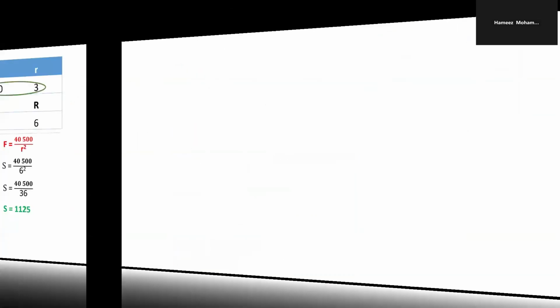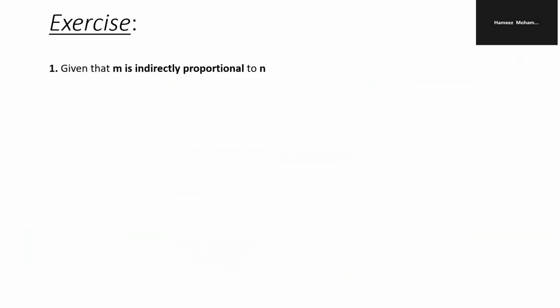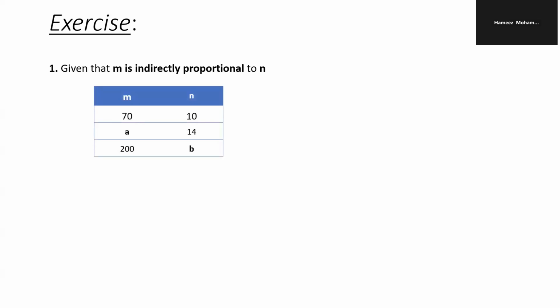So I'm going to give you 4 questions here that you can practice. Just as we did in directly proportional, we're going to look at it in terms of indirectly proportional. So given that M is indirectly proportional to N, which means M is equal to K over N, not multiplied by N. Multiplied by N is direct. Indirect is K over N. Then, given that situation, can we find A and B? And how did we do it just now? We can take the pair that we know, the M and N, 70 and 10, and find the constant of proportionality, and then substitute it into there, and solve for A and B.